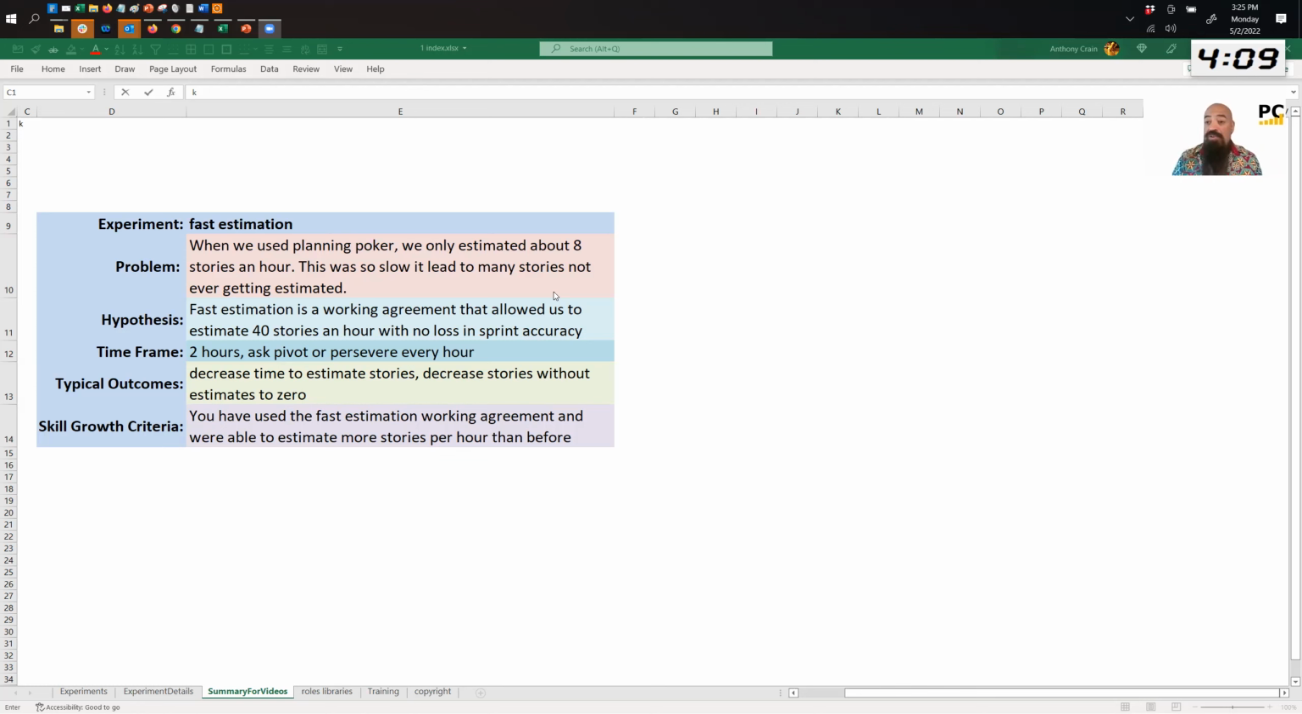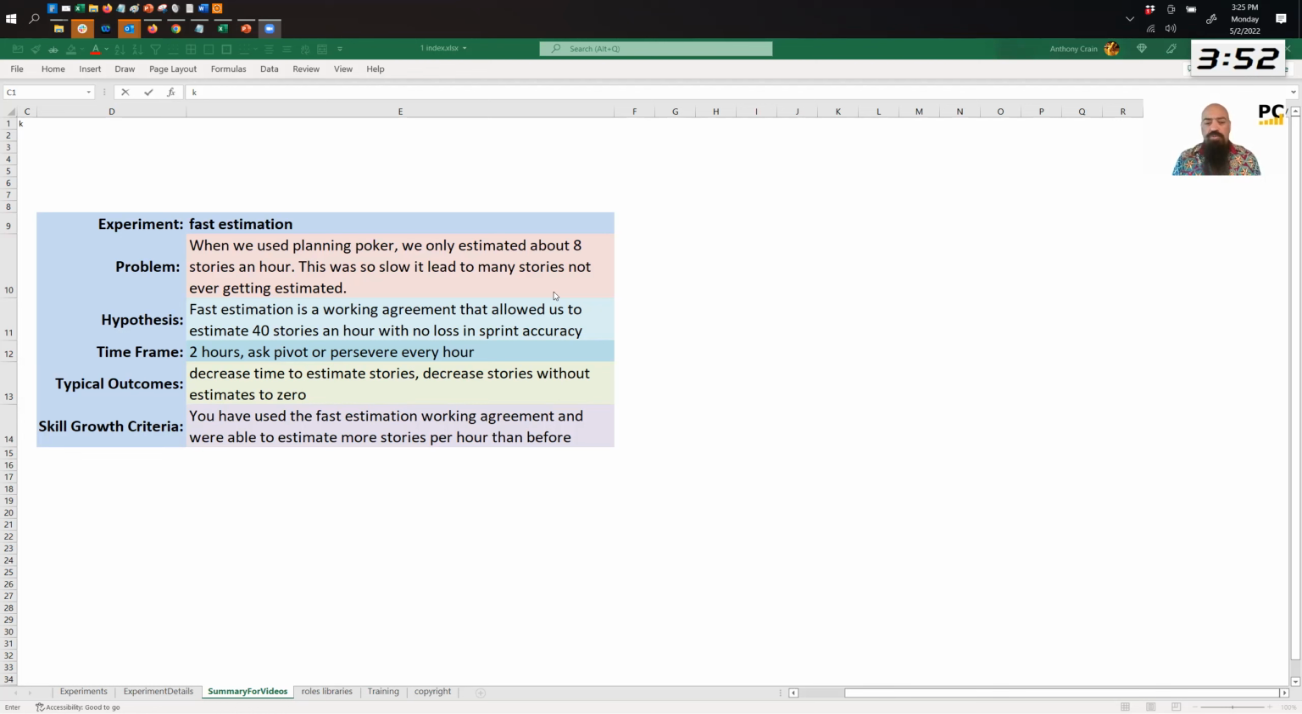Time frame, 2 hours, right? In your next estimation session, try it out. You'll know right away whether it's working for you. Typical outcomes: you should decrease the time to estimate stories, as you see above, and decrease the number of stories without estimates to 0, because it's so darn fast that when you create a story, you also estimate.